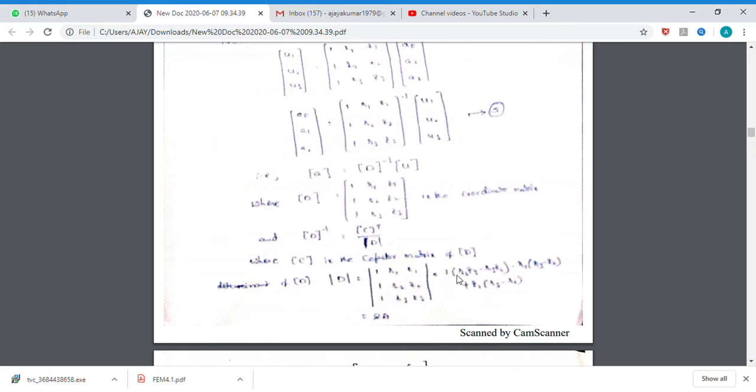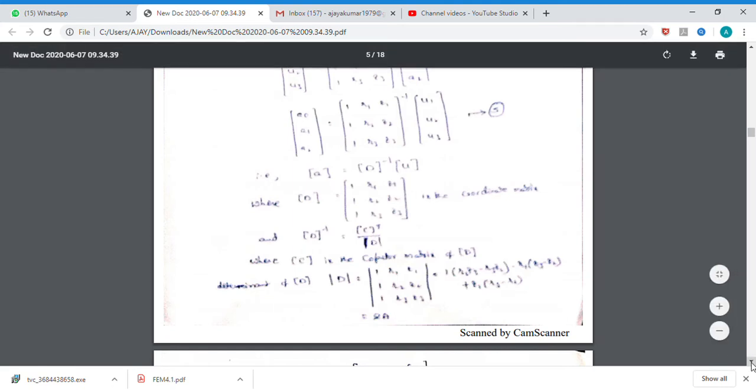Expand this determinant: 1 into R2 Z3 minus Z2 R3. Next, second term, minus R1 into 1 into Z3 minus 1 into Z2. Next, plus Z1 into R3 minus R2. Okay, so this is equal to 2 times the area of the triangle element. That's why I simply wrote that as 2A. Determinant of D is equal to 2A.